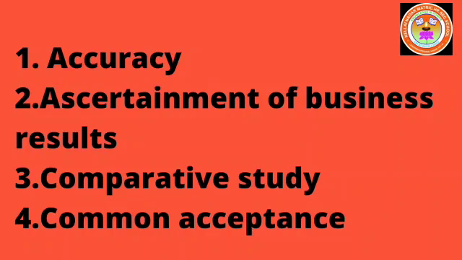Next, comparative study. The business results of the current year can be compared with those of the previous years and also with other business firms. It facilitates business planning for the future. Next, common acceptance. The business records maintained under the system are accepted by financial institutions, government and others because it is a systematic and scientific system.